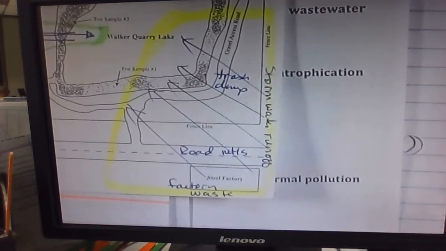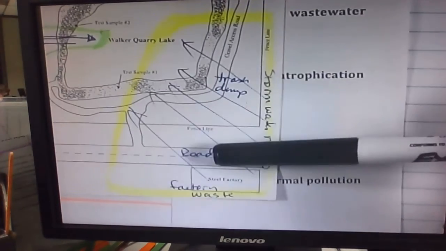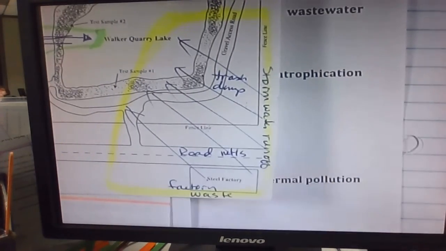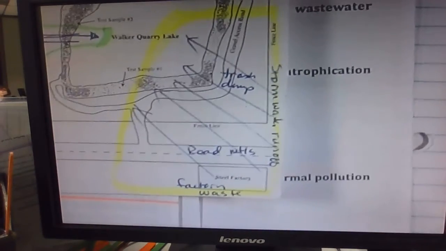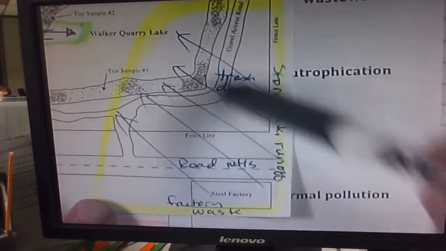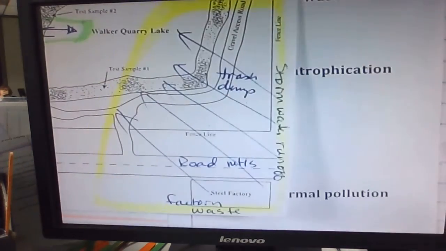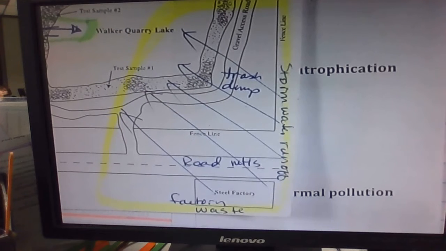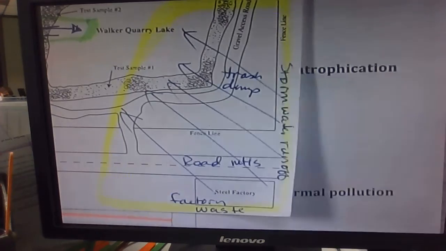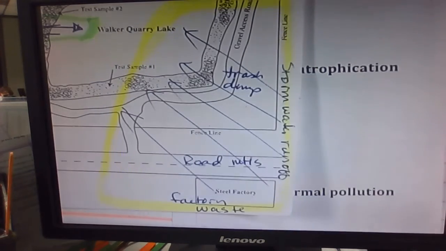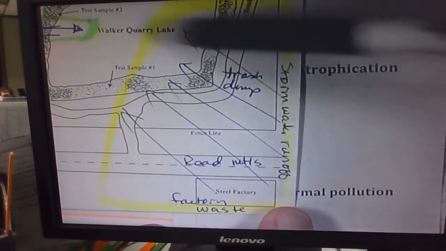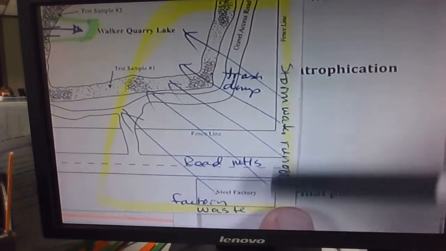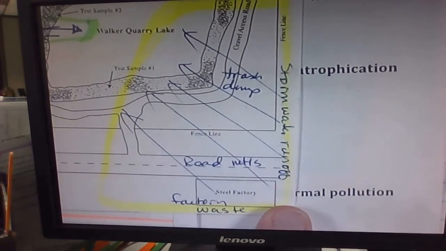And so now I have a trash dump and road materials and factory waste. And then I've got this stormwater runoff that ends up tracking across the entire area and dumping into the lake. So now I don't know for sure where the contaminants are coming from. So I've got a trash dump. There's contaminants from road materials. There's contaminants from the factory. We've got factory waste. The arrows represent stormwater runoff.